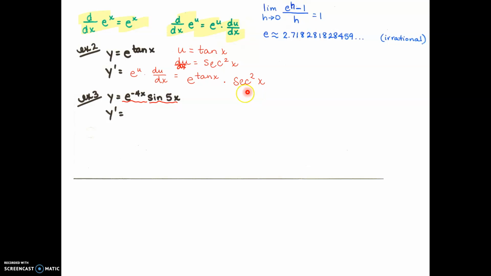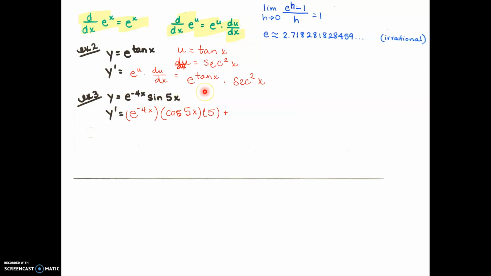All right, look at the next one. For the next one, you have two distinct quantities. Here's a first one, and here's a second one. They're being multiplied, so we're going to have to use product rule. So remember product rule, we're going to do first times derivative of second plus second times derivative of first. Okay, so here's first. Now let's focus on the derivative of the second.